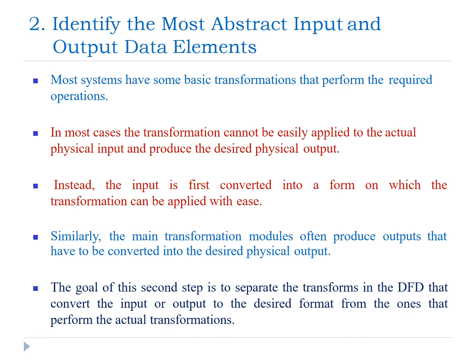Similarly, the main transformation modules often produce outputs that have to be converted into the desired physical output. The goal of this second step is to separate the transforms in the DFD that convert the input or output to the desired format from the ones that perform the actual transformation.